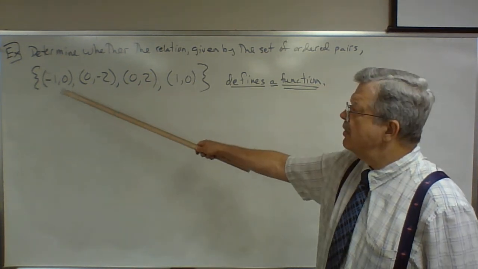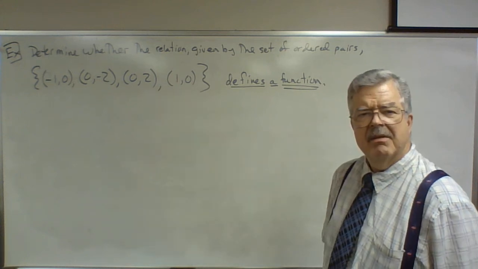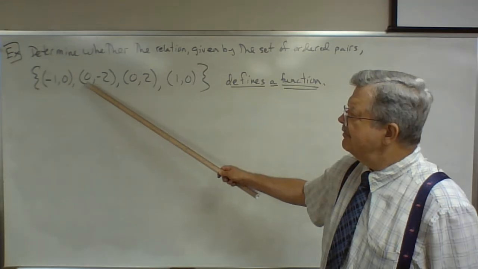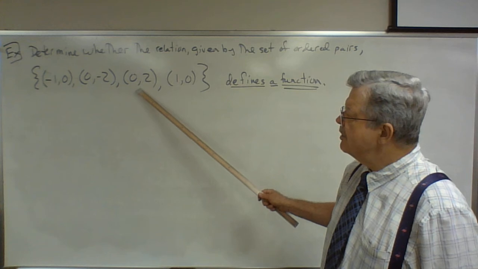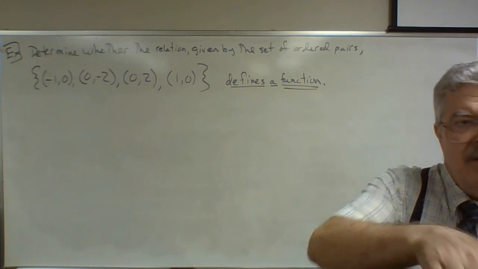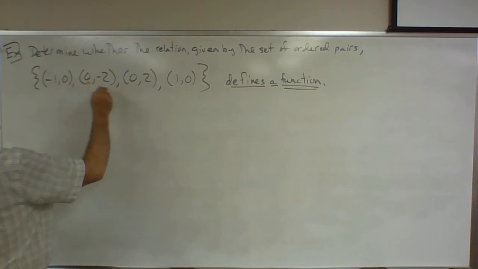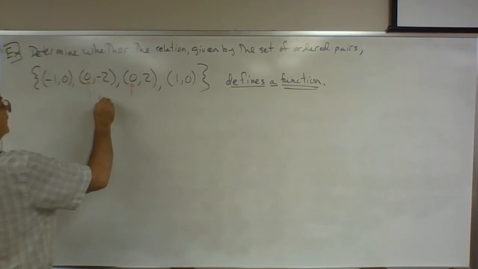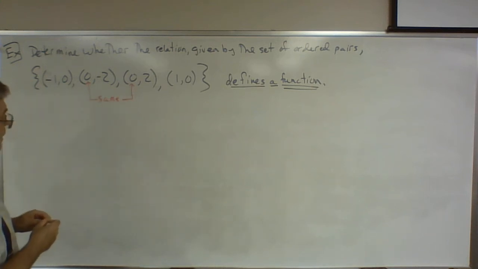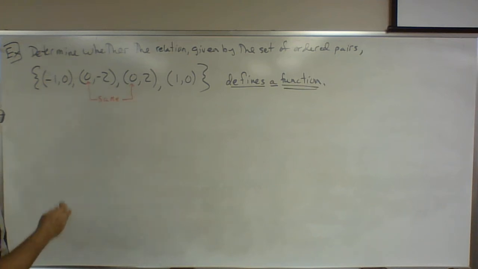And how would that show up here in our set of ordered pairs? Wouldn't that show up when we observe that we have two different ordered pairs that have the same x coordinate? Okay, two different ordered pairs with the same x coordinate, not a function.